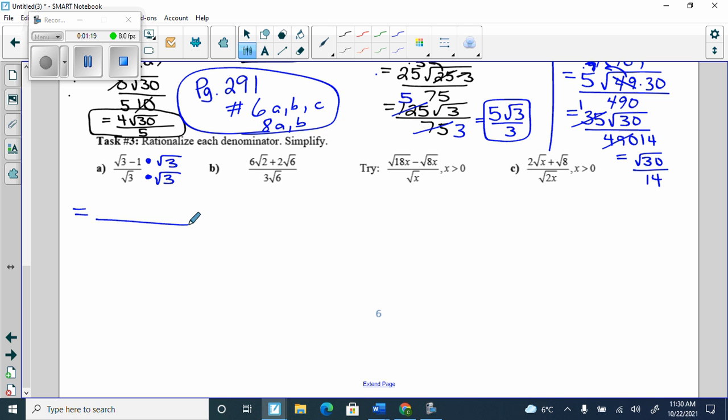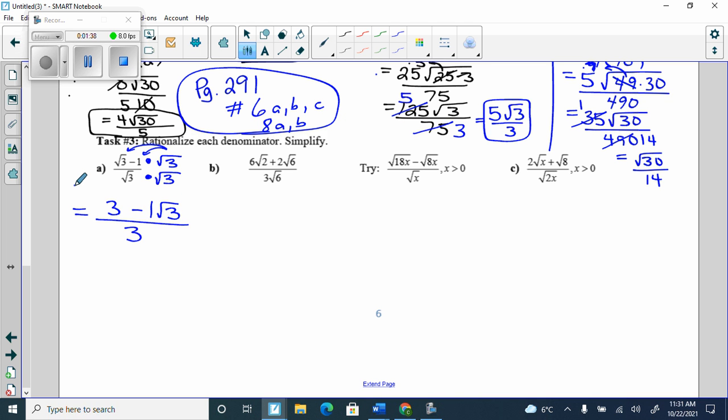What's root 3 times root 3? 3. Then we have to distribute in the top. Root 3 times root 3 is 3. And then negative 1 times root 3 is negative 1 root 3.